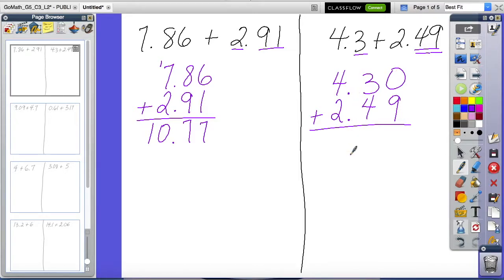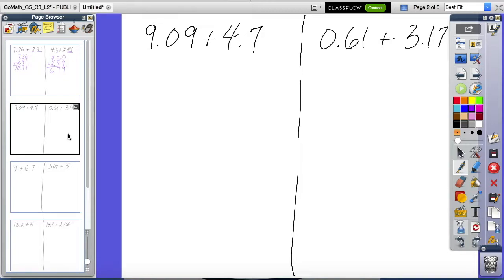Once we do that, we bring the decimal down so we don't forget. Then we add: 0 plus 9 is 9, 3 plus 4 is 7, 2 plus 4 is 6. So the sum would be 6 and 79 hundredths.